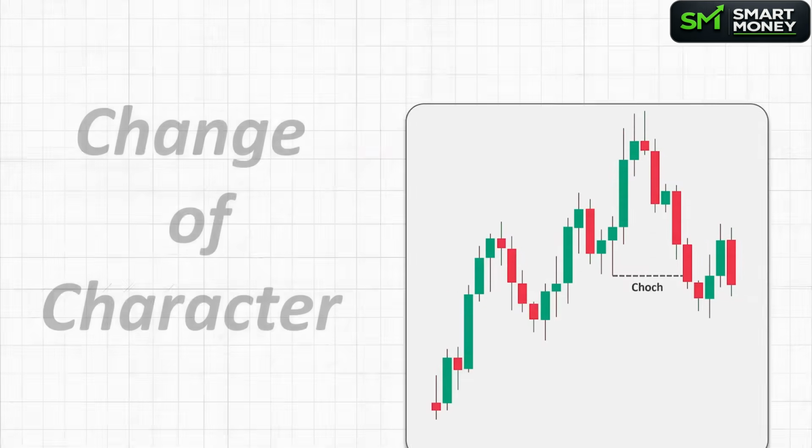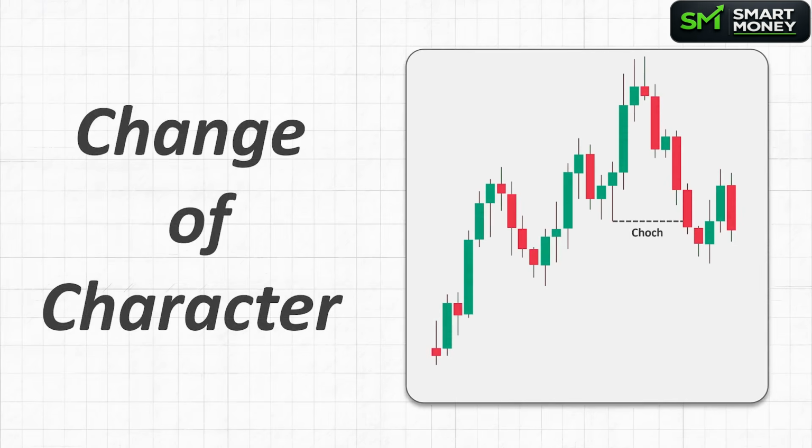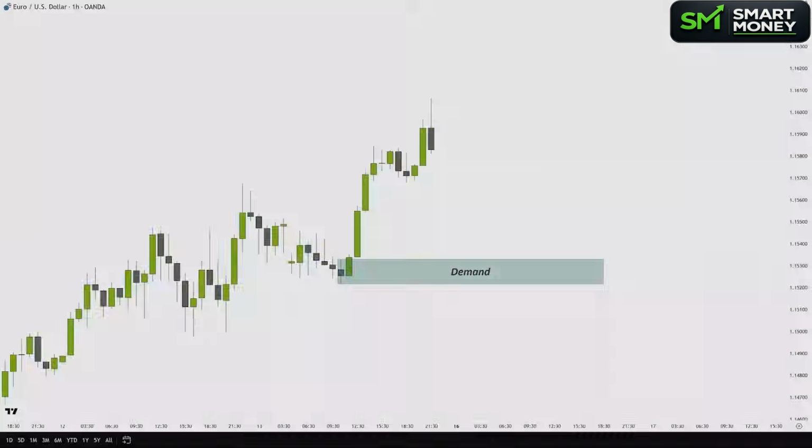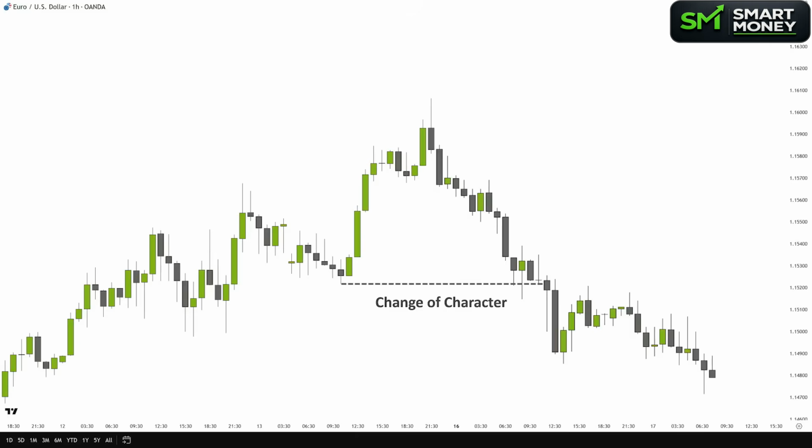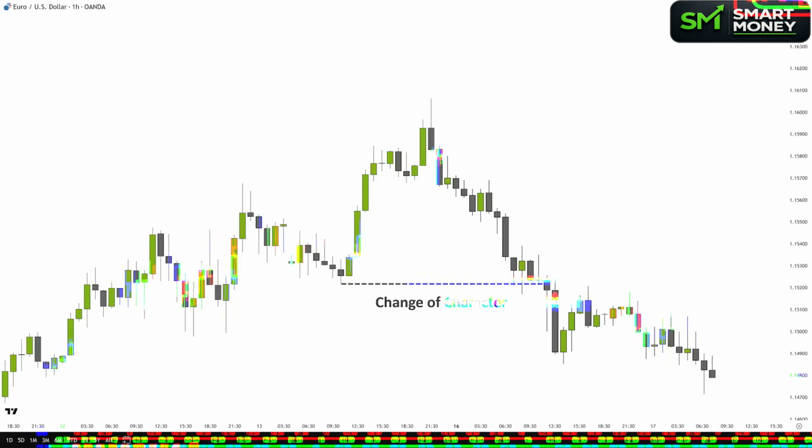This brings us to the next smart money concept: the change of character. In the previous example, breaking below the demand zone would indicate that buyers have failed to hold the level and sellers have taken control. This signals that the uptrend is over and a potential reversal is underway. When price breaks through a strong level like this, it suggests that the market structure has shifted and momentum is now favoring the sellers. This condition is known as a change of character and signals a shift in market sentiment.